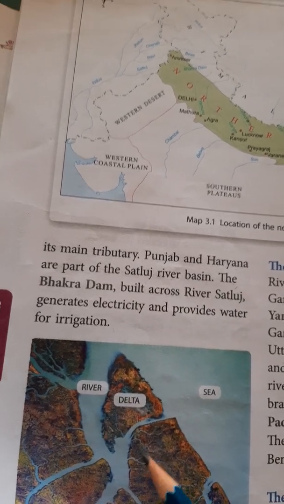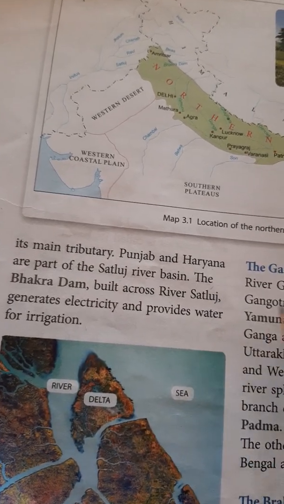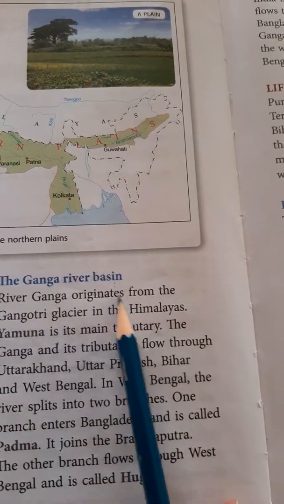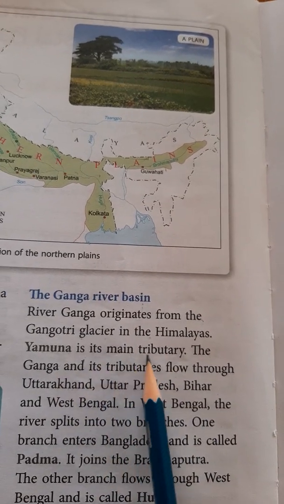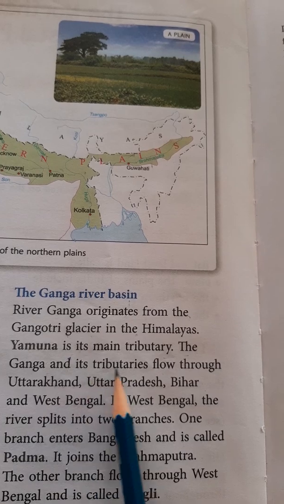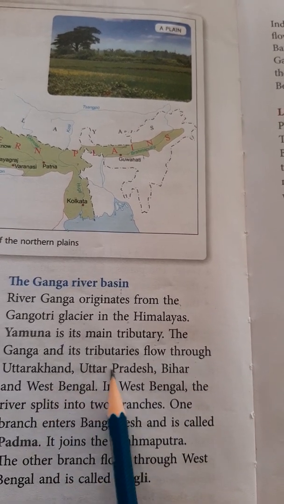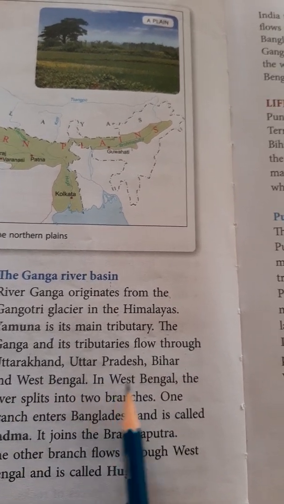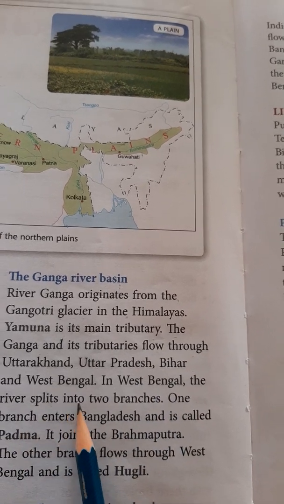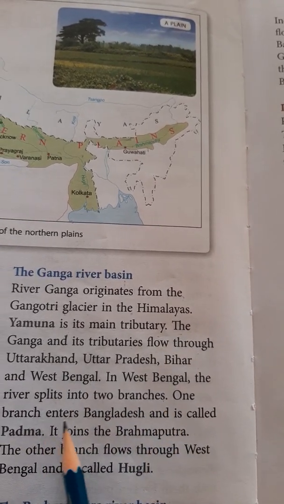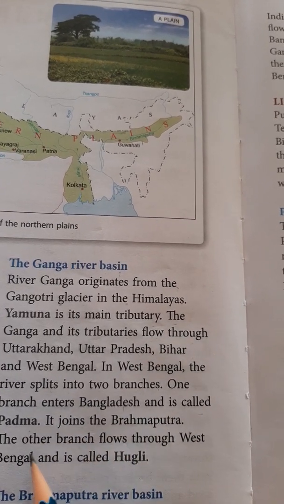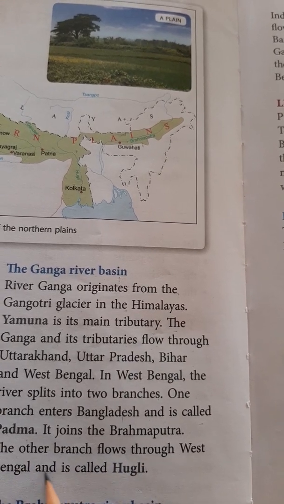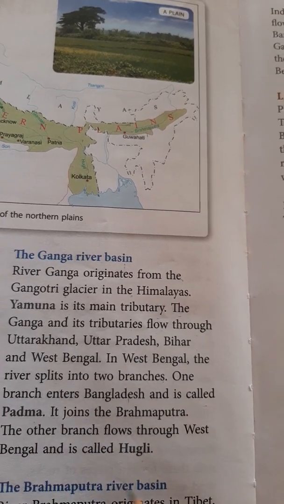Next, see here, children. The Ganga river basin. River Ganga originates from the Gangotri glacier in the Himalayas. Yamuna is its main tributary. The Ganga and its tributaries flow through Uttarakhand, Uttar Pradesh, Bihar and West Bengal. In West Bengal, the river splits into two branches. One branch enters Bangladesh and is called Padma. It joins Brahmaputra. The other branch flows through West Bengal and is called Hooghly.